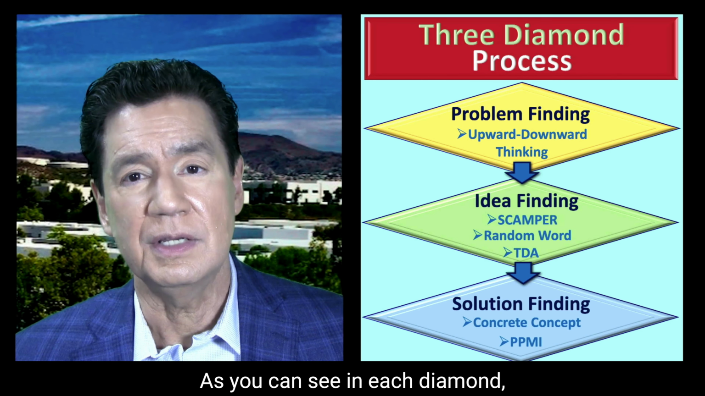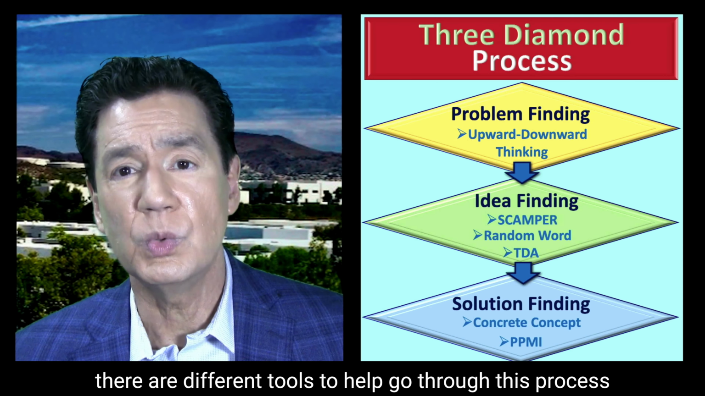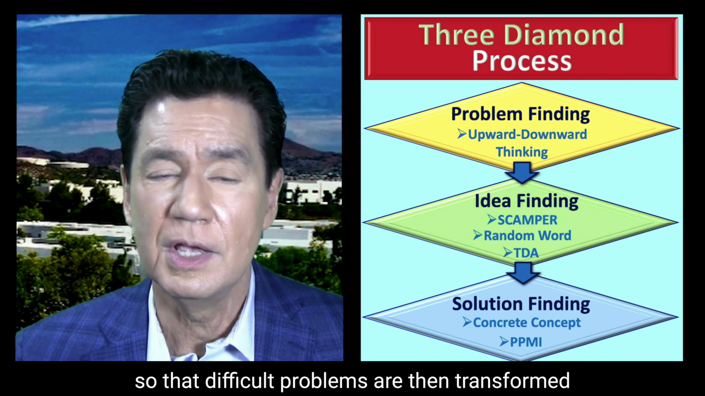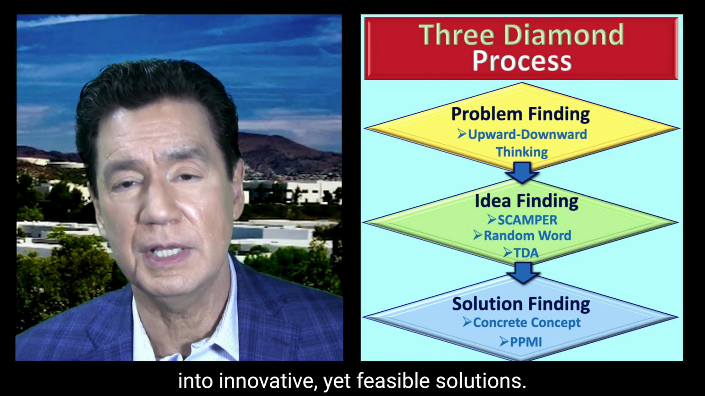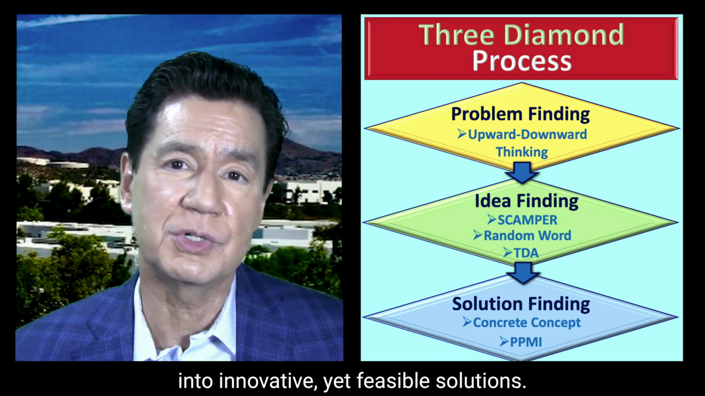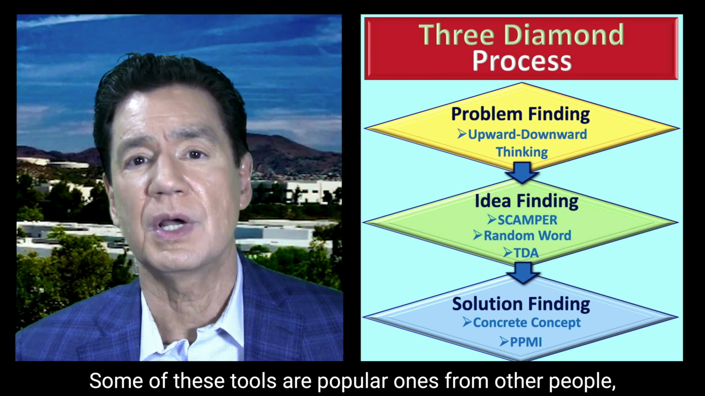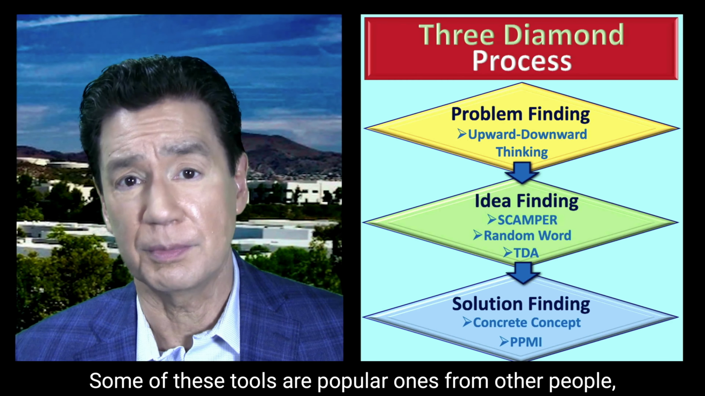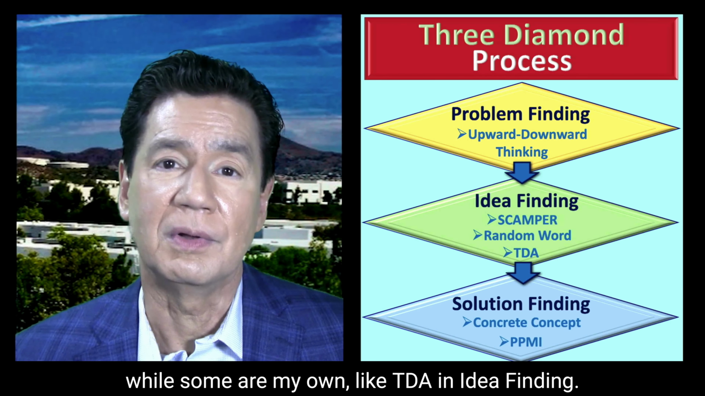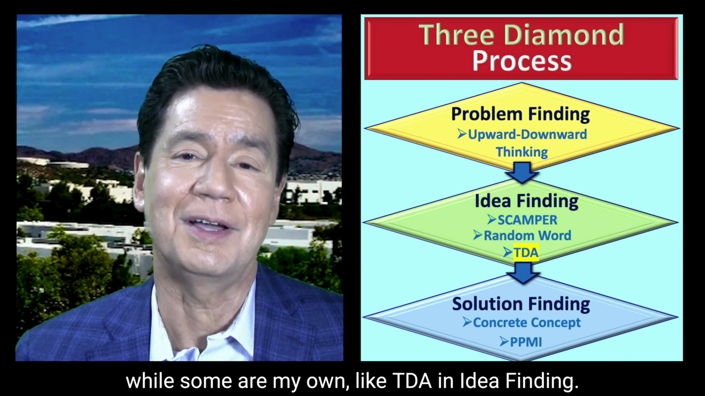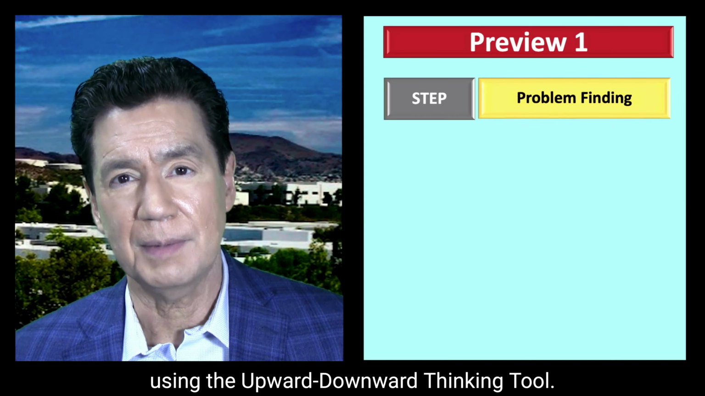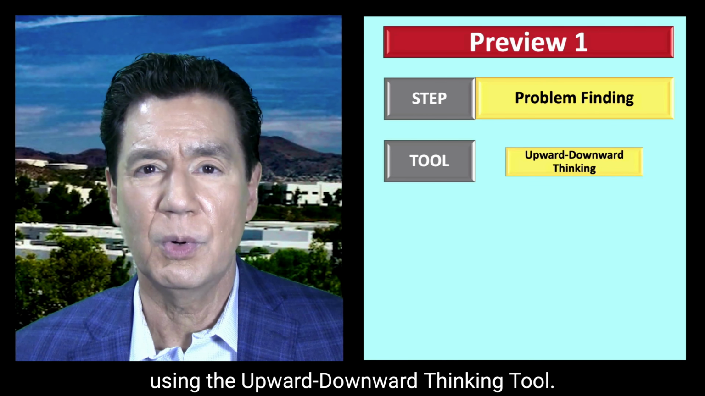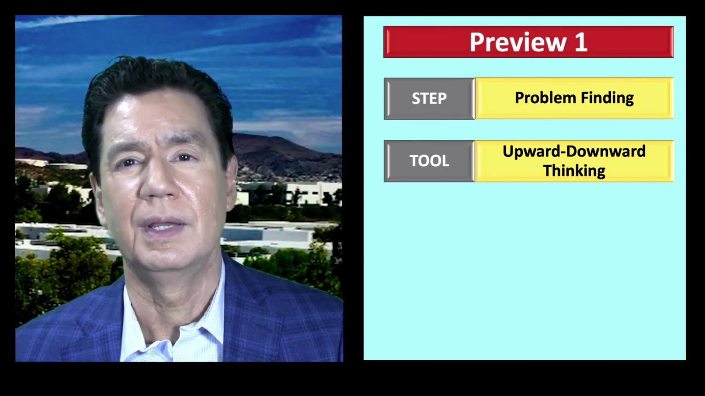As you can see, in each diamond, there are different tools to help go through this process so that difficult problems are then transformed into innovative yet feasible solutions. Some of these tools are popular ones from other people, while some are my own, like TDA in idea finding. Let's look at an example in the problem finding step using the upward-downward thinking tool.